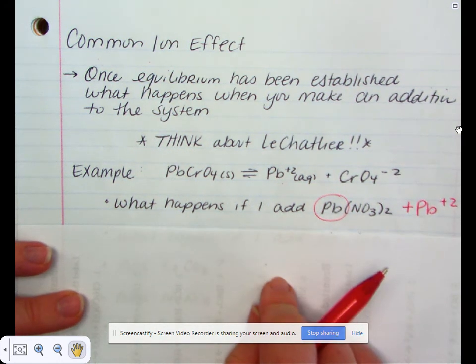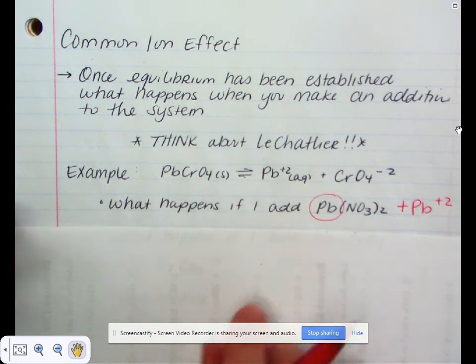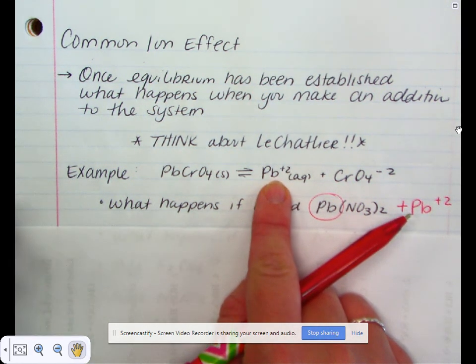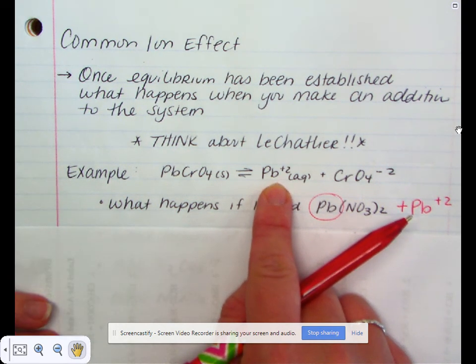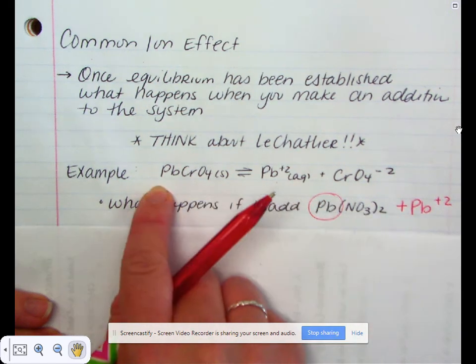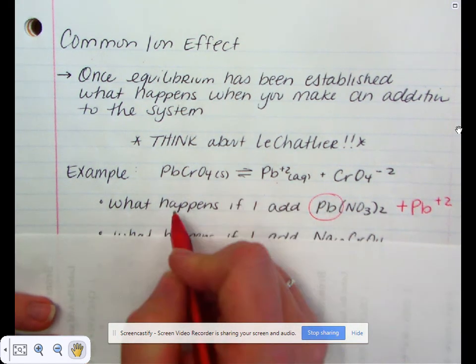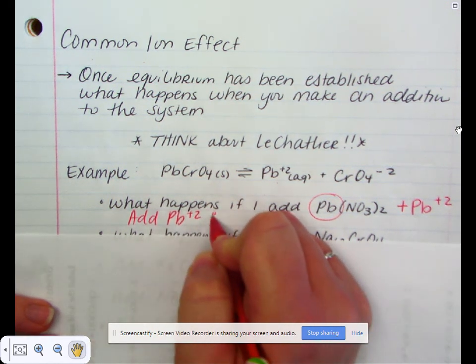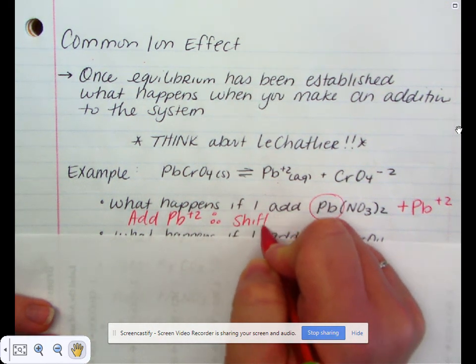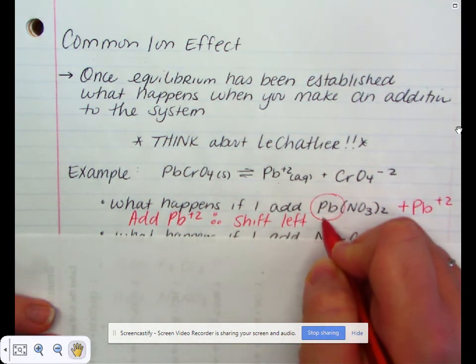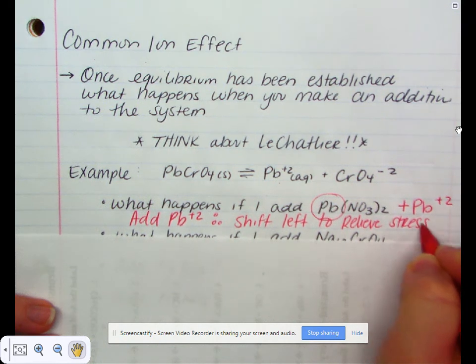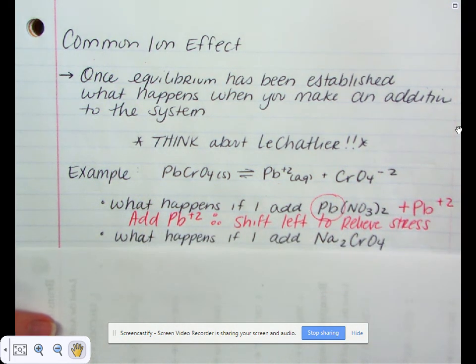So what is that going to do to my equilibrium? Well, just like in Le Chatelier, if I add Pb here, it's going to increase the amount of Pb. I need to do something with it. I need to get rid of it. I need to bring that concentration back down. So I'm going to shift to the left. So if I add Pb, this is adding Pb plus 2. Therefore, shift left to relieve stress.